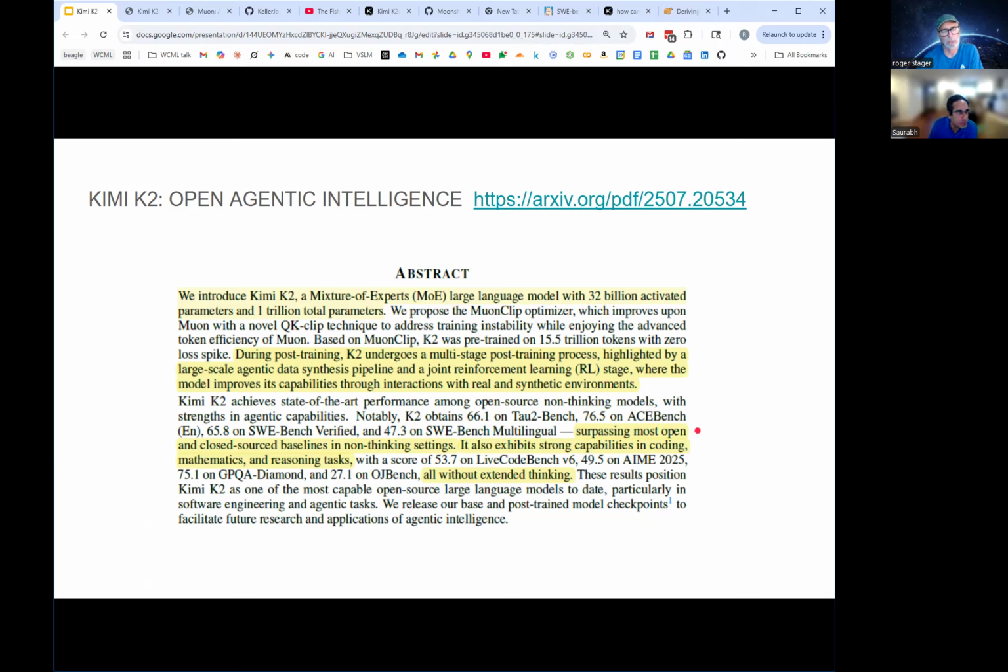Their claim is that they are surpassing the open source. We'll see in the results that they do well against the other open source. They're still lagging in most areas behind the closed source models, but they're doing well relative to the open source ones. And there's a comment that what we're seeing here is not thinking models. These are all non-reasoning models. So, okay.